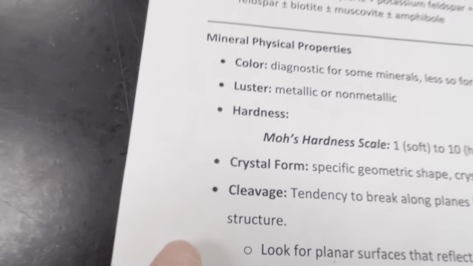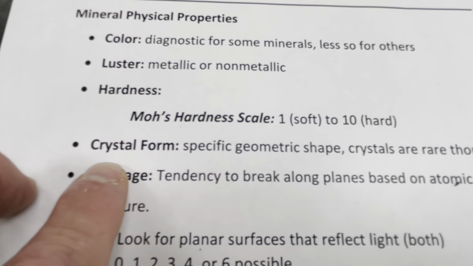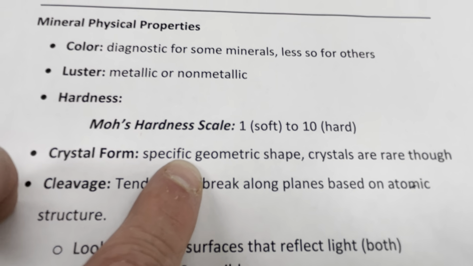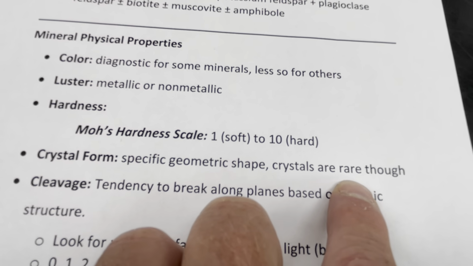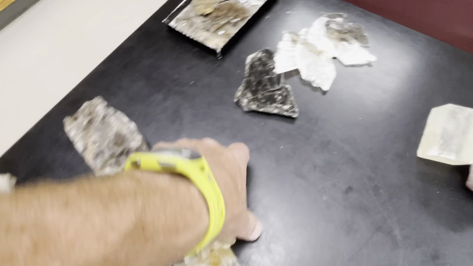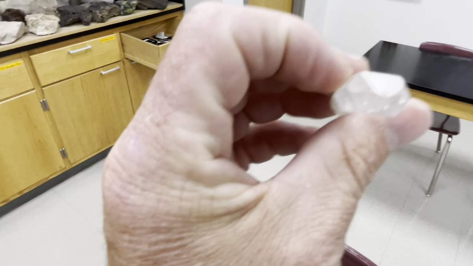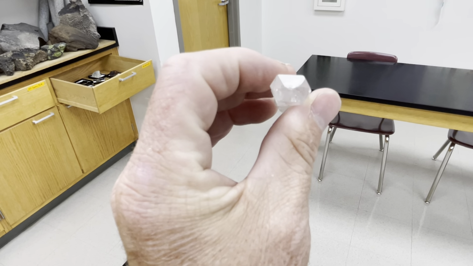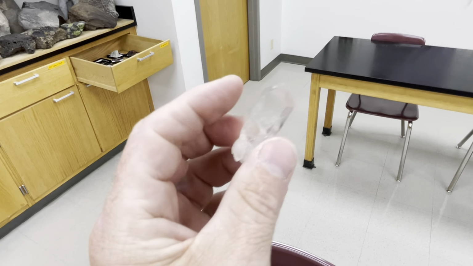Let's see what else. Other physical properties we look at, crystal form. So every mineral has a specific crystal shape, specific geometric shape. The problem with using crystal form is that crystals tend to be quite rare. So you're oftentimes not going to find quartz that looks like this, right? This beautiful hexagonal, if you look at it from end on, you can see it's sort of a hexagon, six-sided geometric shape. This is a quartz crystal, okay?